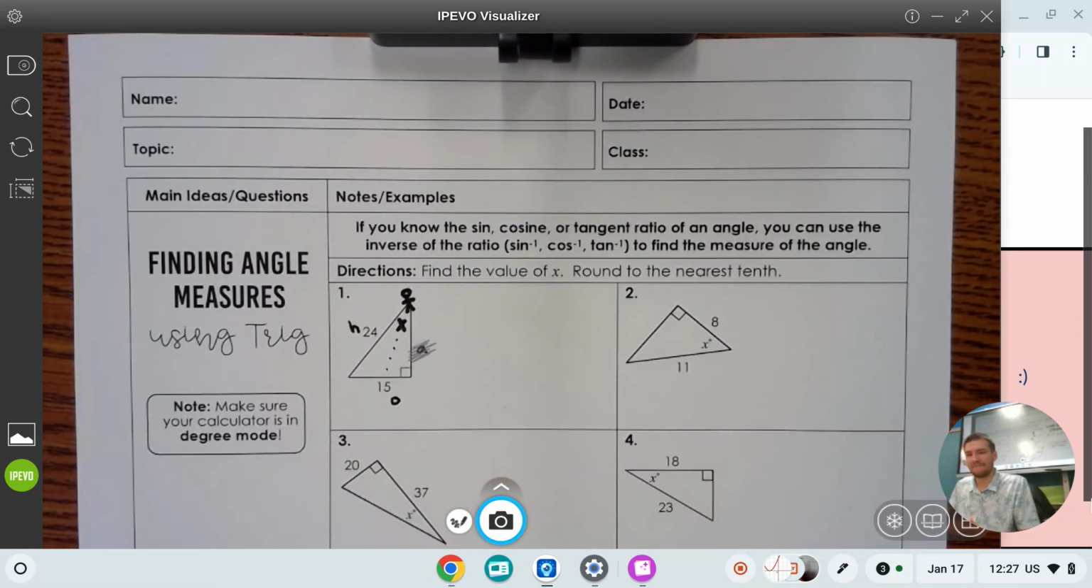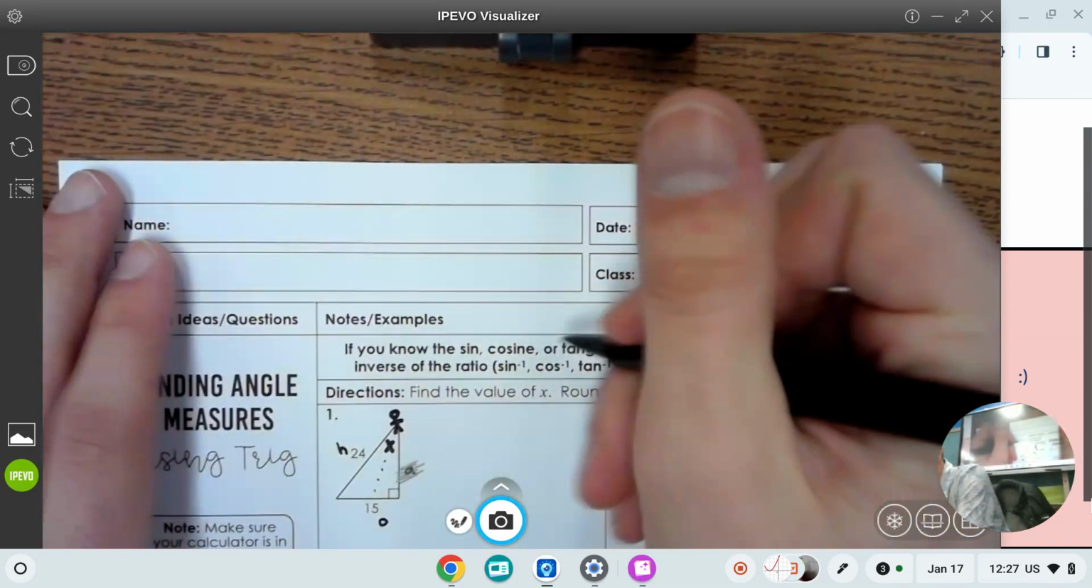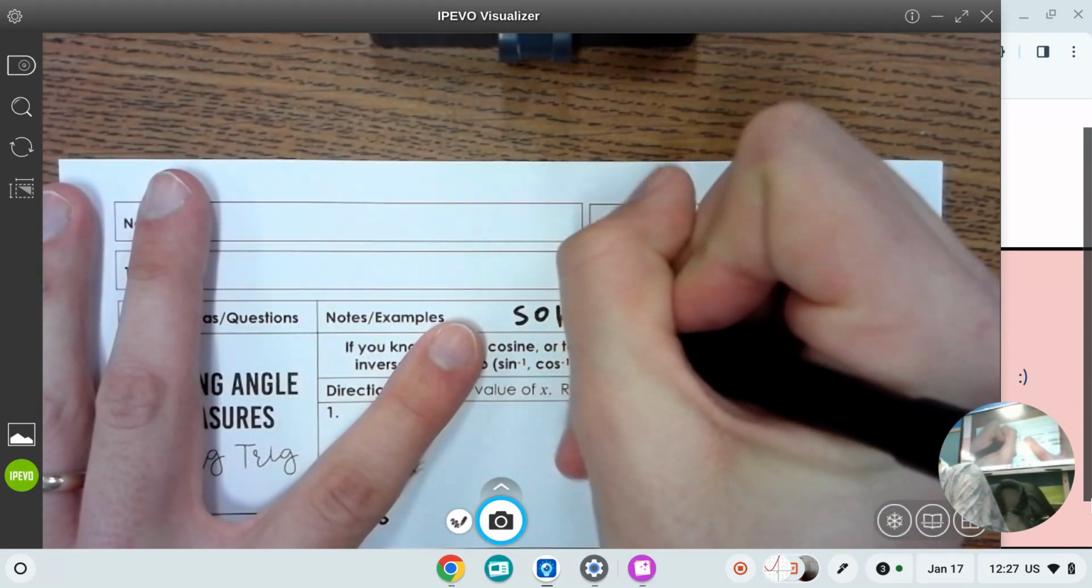We have no information on the A. We don't want information on the A. We could find it using Pythagorean theorem, but we don't care, right? Our goal is to find the angle X. So we're going to use all of the stuff we talked about yesterday. We're not going to really add anything new, and that includes talking about SOHCAHTOA.